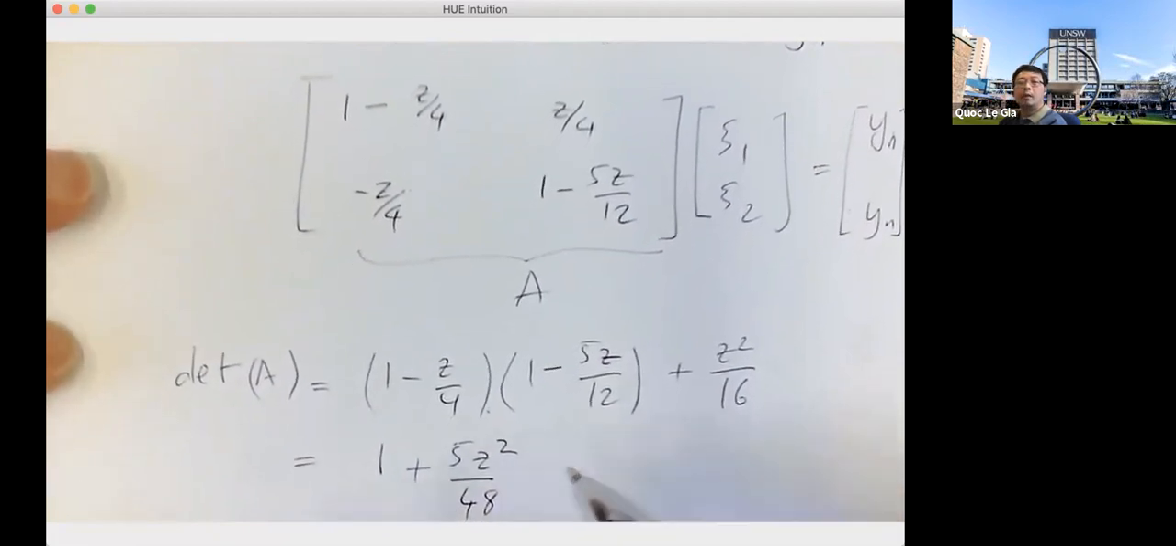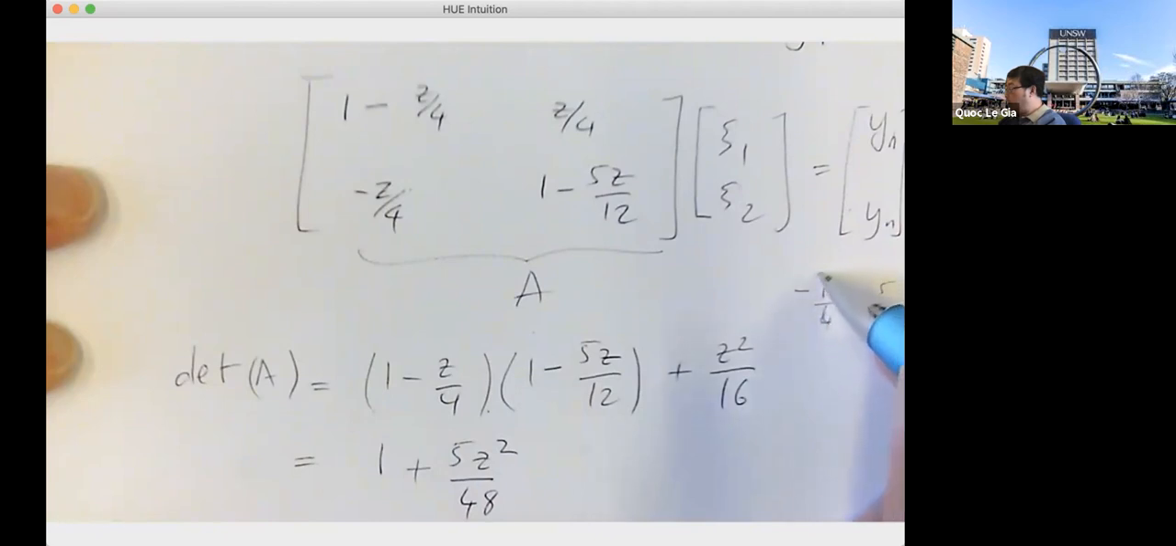Okay. And then you got minus a quarter, minus 5 over 12. So it will be like multiplied by 3. So this one is 3. So minus 8 over 12. So it will be minus 2 over 3. So minus 2z over 3. Okay, just check the calculation.